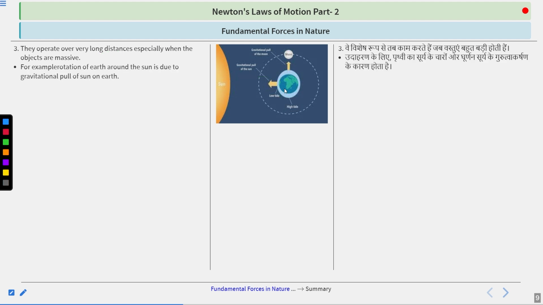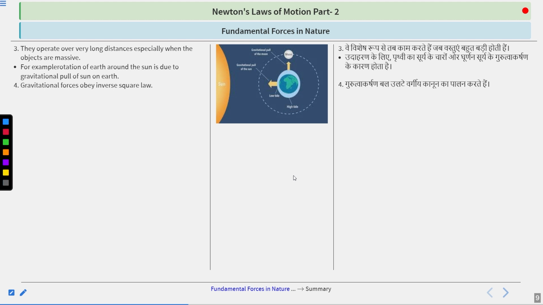For example, the rotation of the earth around the sun is due to the gravitational pull of the sun on the earth. The sun is trying to attract the earth to its side, and the earth exerts the same force in the opposite direction on the sun. That's why they have revolution. Similarly, the earth is trying to attract the moon to itself, and the moon is trying to attract the earth to itself. So that's why the moon rotates around the earth.